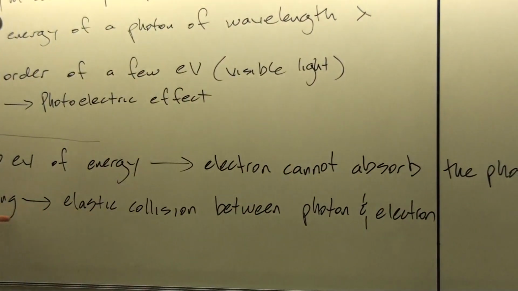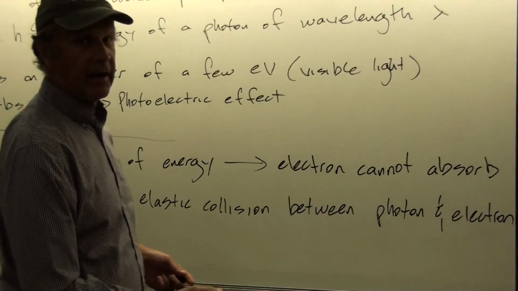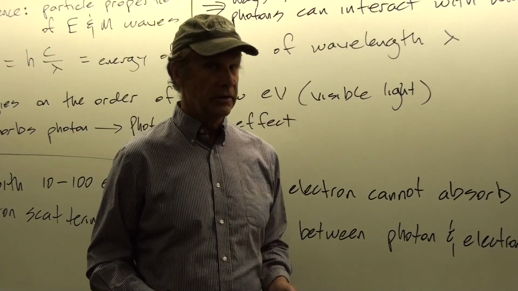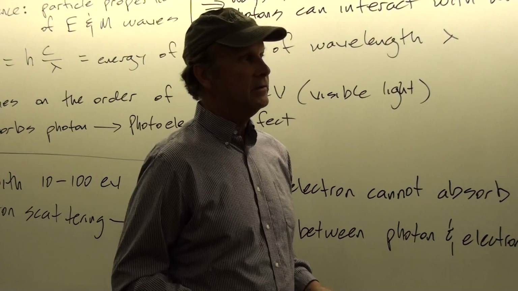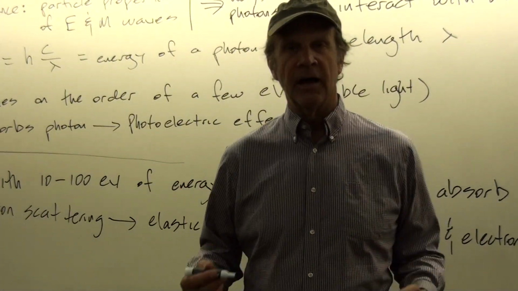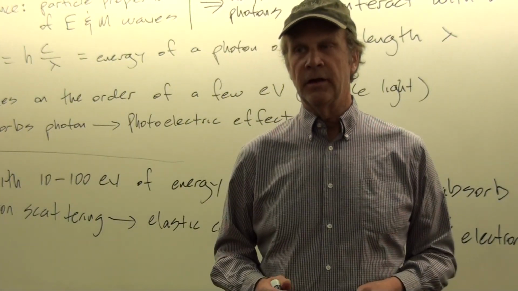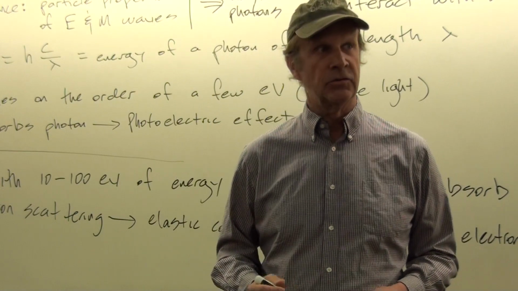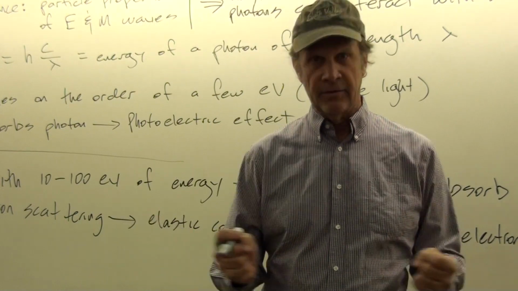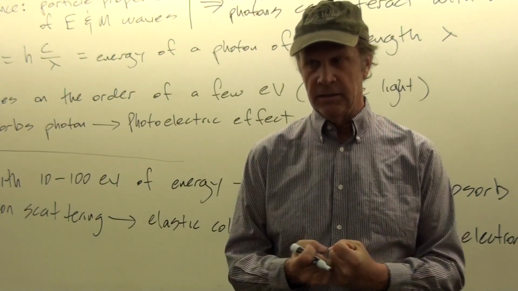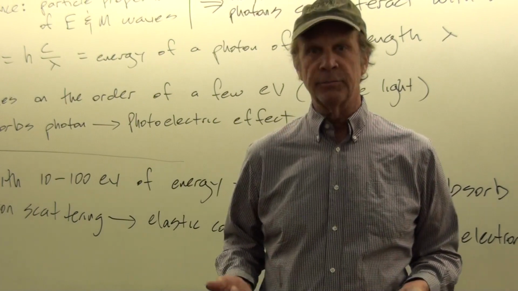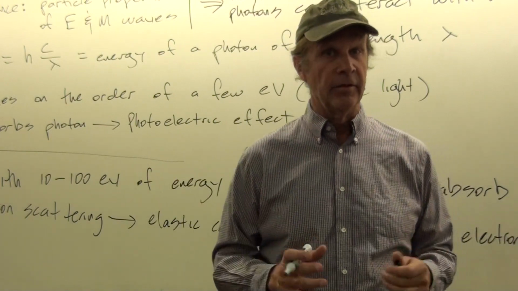Why elastic? Why wouldn't some energy be lost during the photon-electron collision? Well, because the energy that's lost in that kind of a process normally, when we have, say, billiard balls colliding or whatever, is caused by friction. And we're below the level of friction.